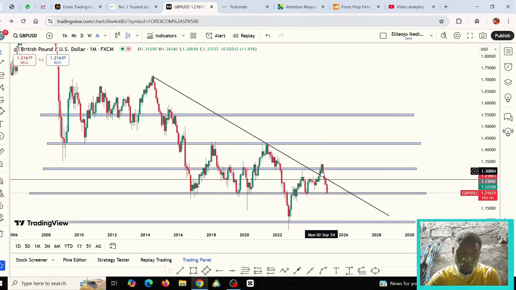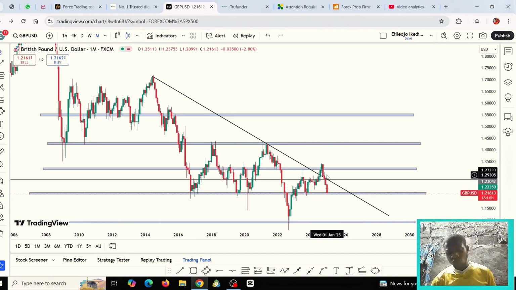The market actually succeeded in breaking it, but it was not able to break above this key level, and then it came back down. So this, in effect, is the third point of our trend line. This is the first point, this is the second point, and this right here is the third point of our trend line. So this is the trend line of the monthly time frame for GBP USD.